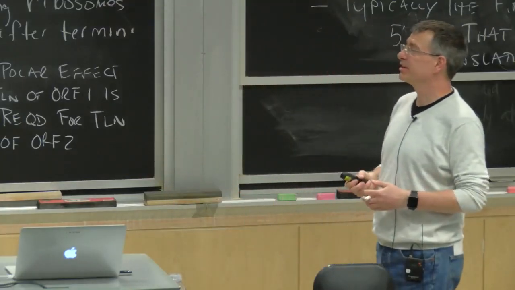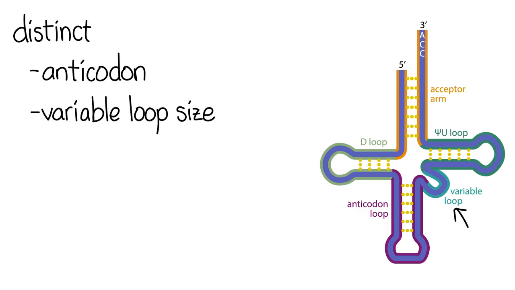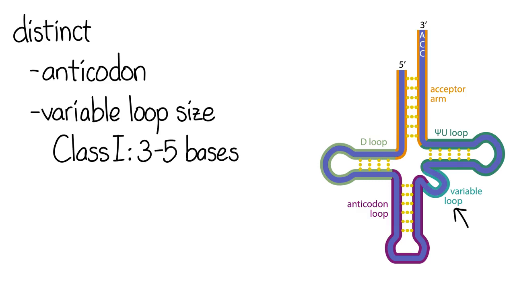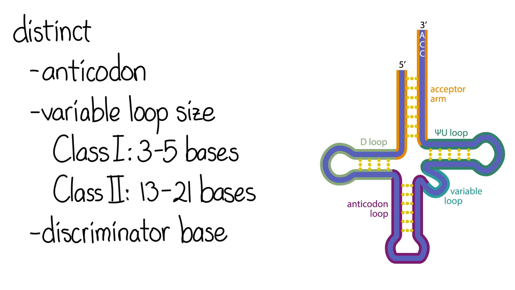There's also a lot of things that are different. Obviously, and most importantly, the sequence of the actual anticodon varies between each tRNA. This variable loop can come in 2 size ranges. So-called class 1 tRNAs have about 3 to 5 bases, so the loop is relatively small in those. And class 2 tRNAs have much longer variable loops of 13 to 21 bases. There's something called the discriminator base. That's the base just before the CCA acceptor bases, and its identity is obviously not different in all tRNAs.